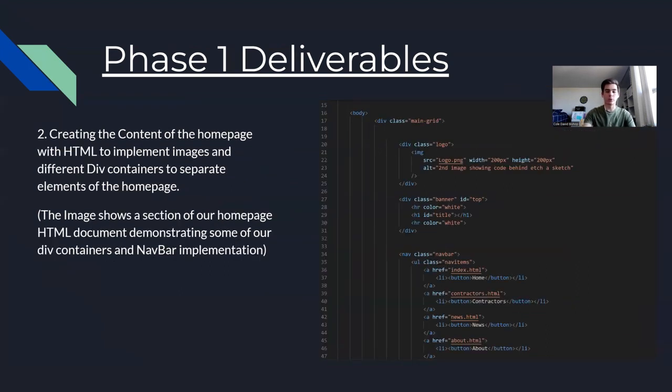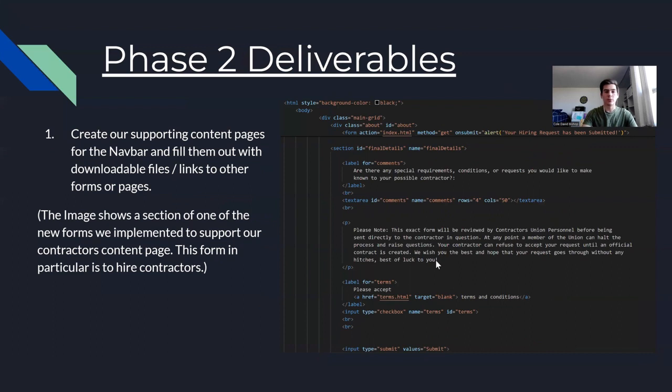Then the second part of it was really filling out the content and figuring out how we wanted to format it. And so in this picture here, you can see our different div classes for like our logo, our banner, and our navigation bar. Then we get into phase two deliverables. This is where we start to fill in a lot of the content and make the website more interactable because we have the basis laid out.